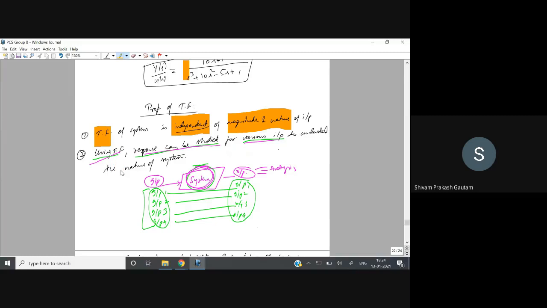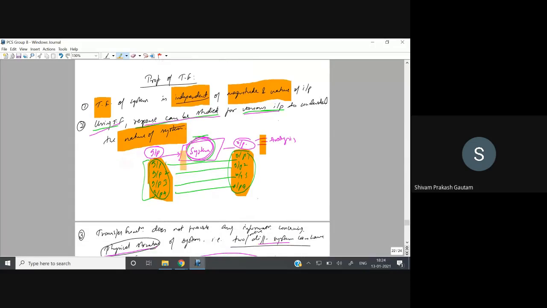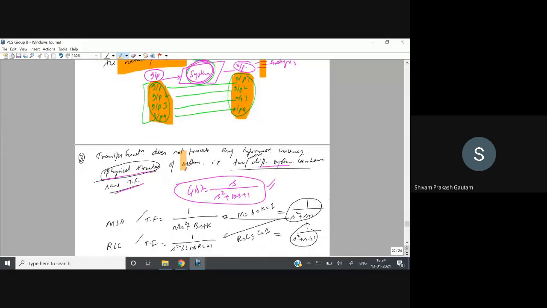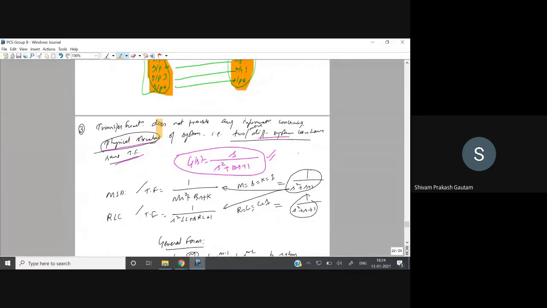And to calculate the nature of the system, you can give various inputs. As you can see, we have provided various inputs to our system, and we have calculated various outputs according to each individual input. By analyzing this output, we can comment on the nature of the system, whether the system is stable or unstable. The third property is that the transfer function does not provide any information regarding the physical structure of the system.